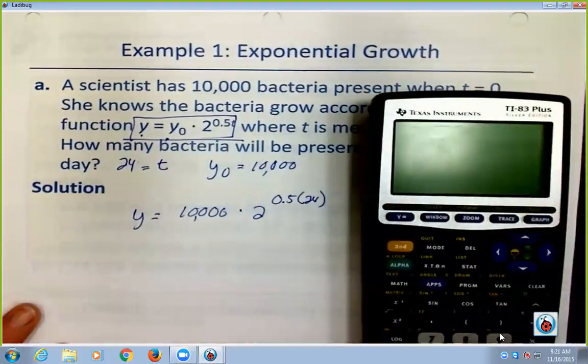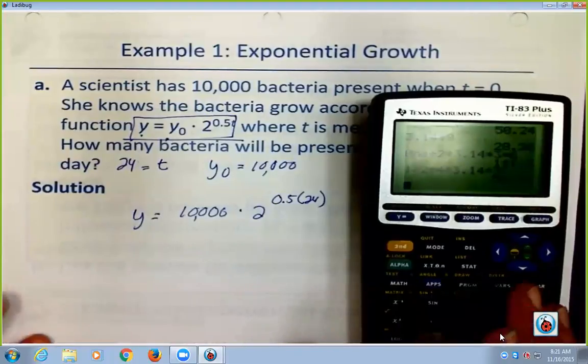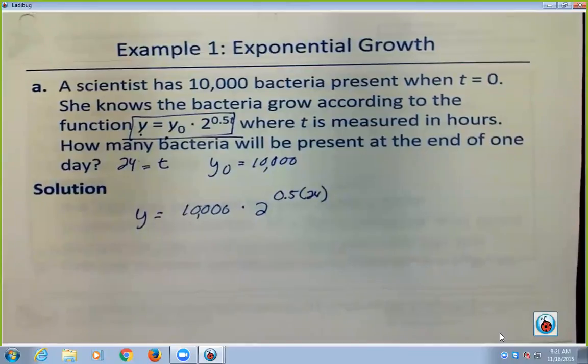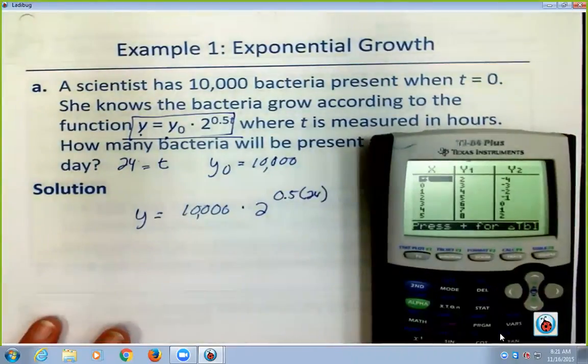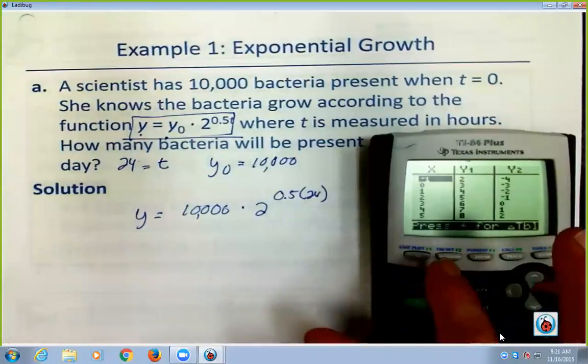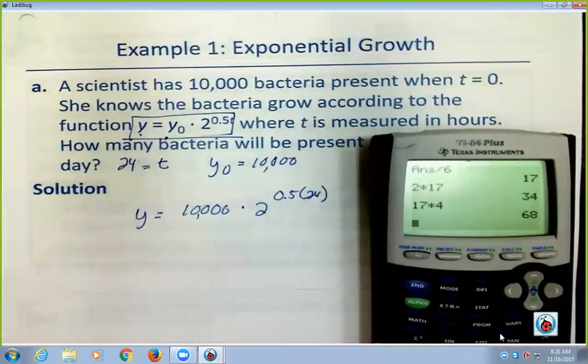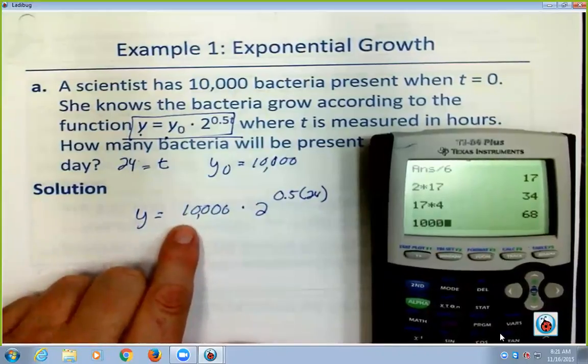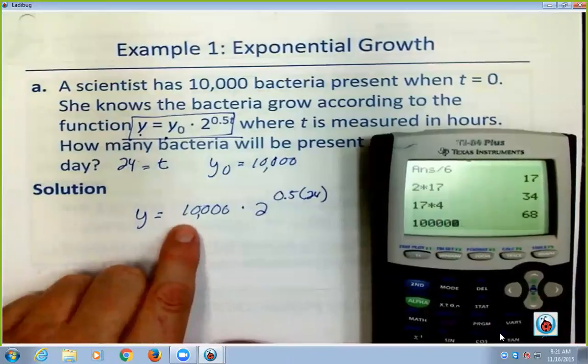So let's grab our calculators and see. Let me get my other one. I think it shows up a little better than that one. So let me turn this one on. That shows up a lot better. So let me get out of my y equals. And so we're going to plug this thing in. So I'm going to put 10,000. Oops, one too many zeros.